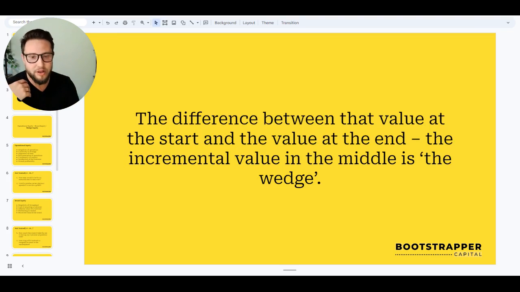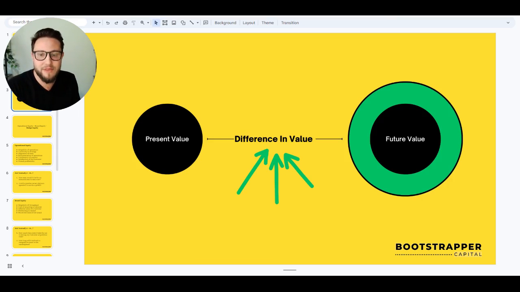So simply put, wedge equity is the difference between the value of your business at the start, or today, the present value, versus at the end. So the difference between where it is and where it's going to be, the thing in the middle, that's the wedge. It's the incremental value, or how we're making our business more valuable over time. So simply the present value, the future value, the thing that makes it more, that's the wedge.